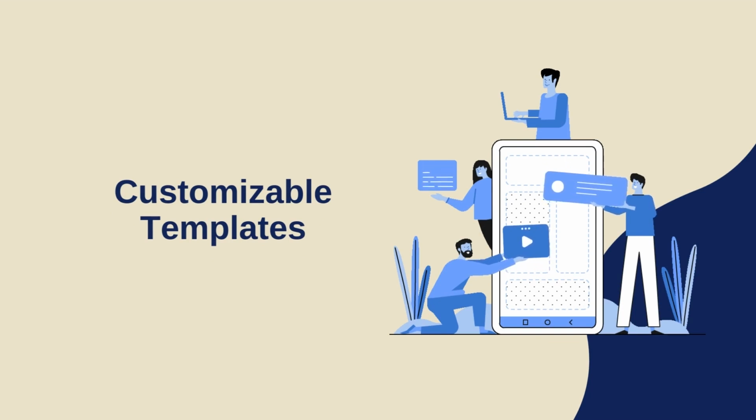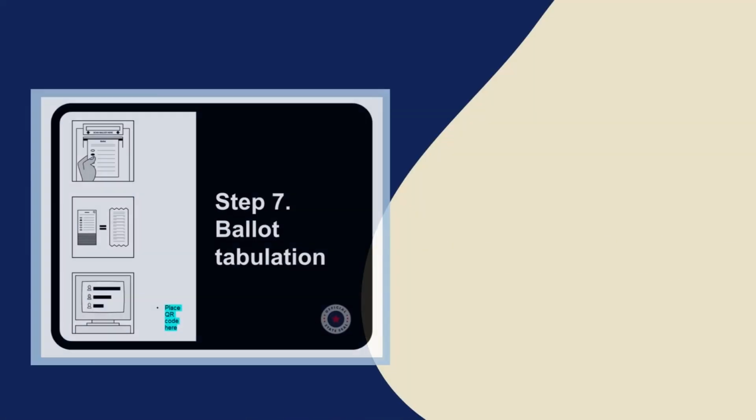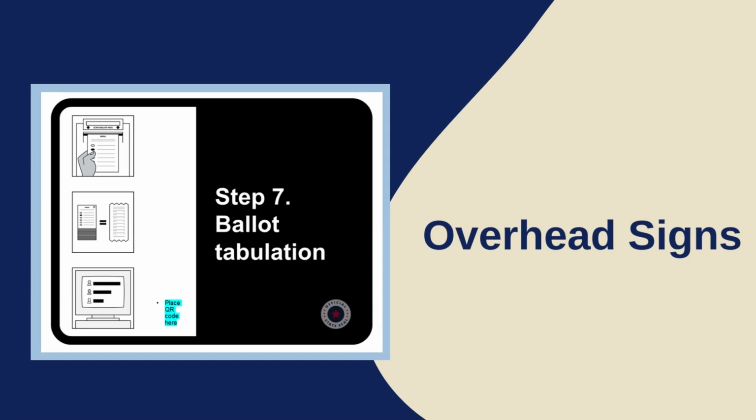Let's start with overhead signs. These signs can identify what process steps are happening at a station by title and illustration. Templates. The overhead sign template includes files in both PowerPoint and InDesign. You also have the option of printing this document vertically or horizontally, as well as using heavy ink or light ink.